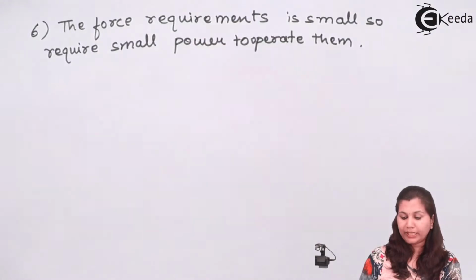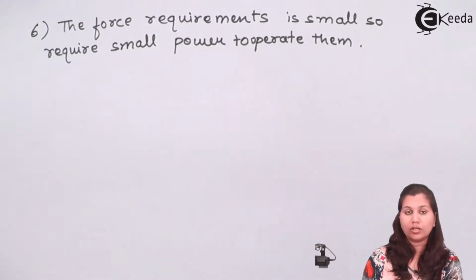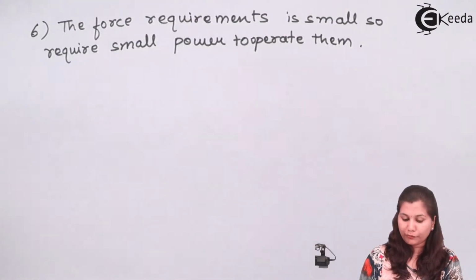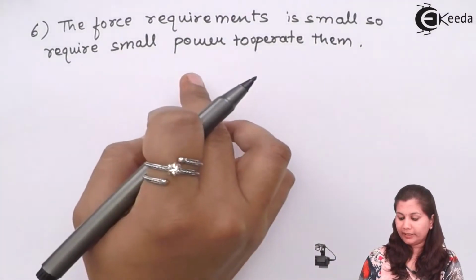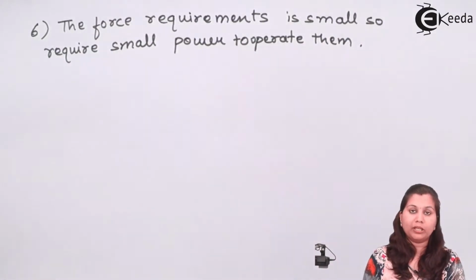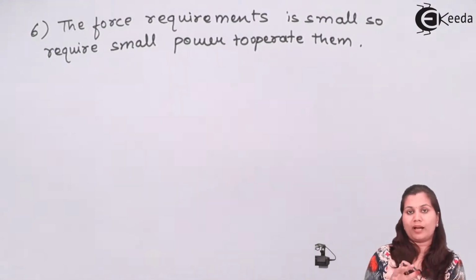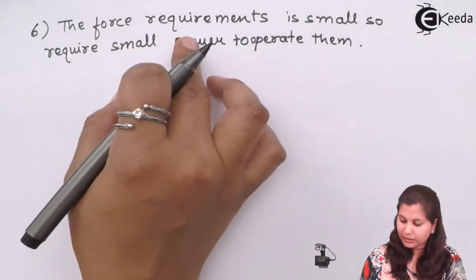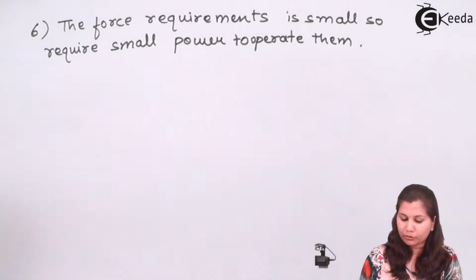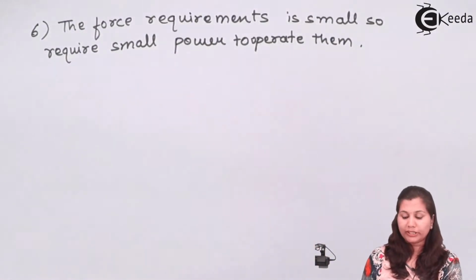Now, as in the first point, I have said that these are passive transducers. They will require some external force to do the conversion. So the force requirements are very small, and due to that they require very small power to operate them, because the power which is provided from the external source is used for the conversion process. Small forces required means small power is used to operate them. So these are some of the advantages of the capacitive transducers.